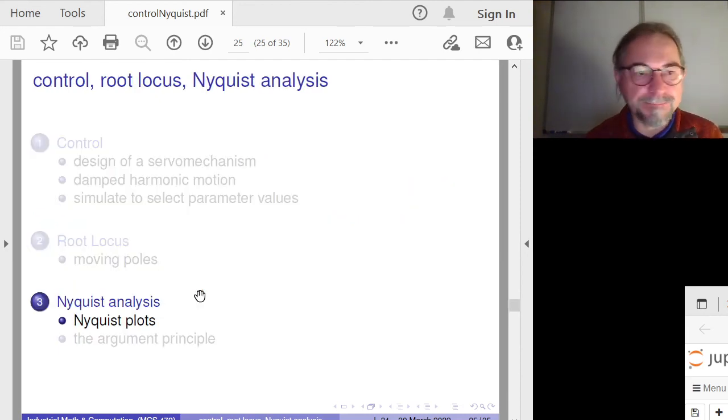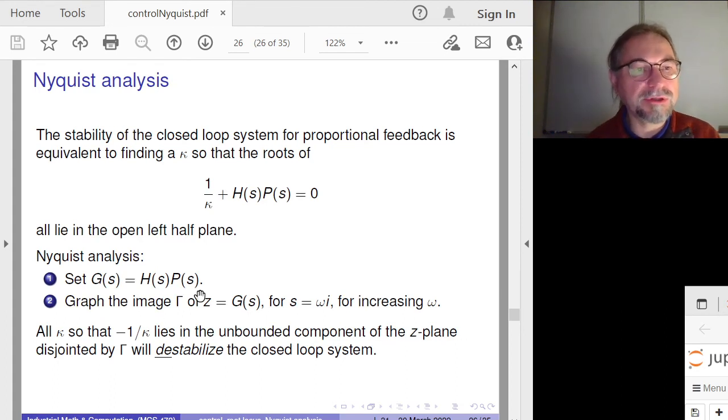Okay, so I have about 10 minutes left to introduce an alternative method. The alternative method also uses complex plots and is also used for the proportional feedback gain. With Nyquist analysis, we make plots of the part in the closed loop system: the transfer function of the plant pre-multiplied with the transfer function of the feedback. Then we make a complex plot, and we can often immediately see if there can exist a kappa that stabilizes the system.